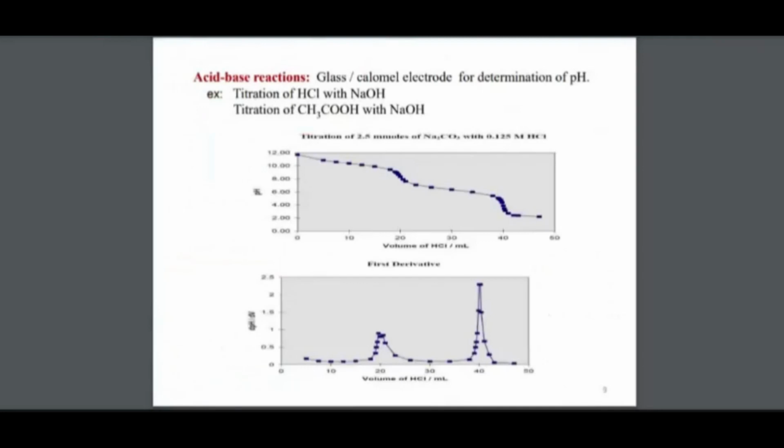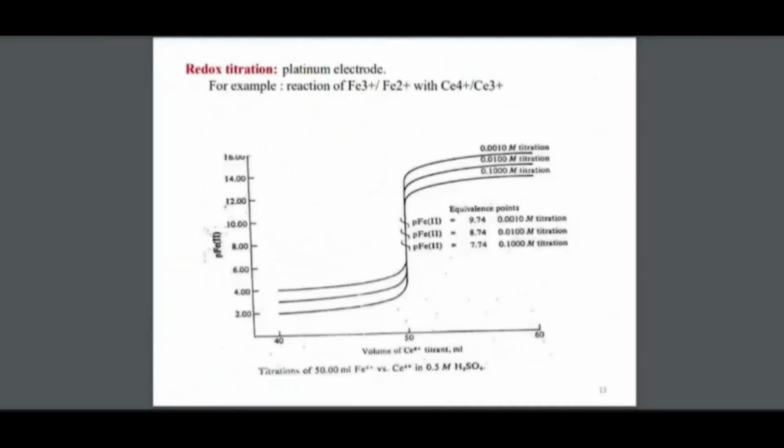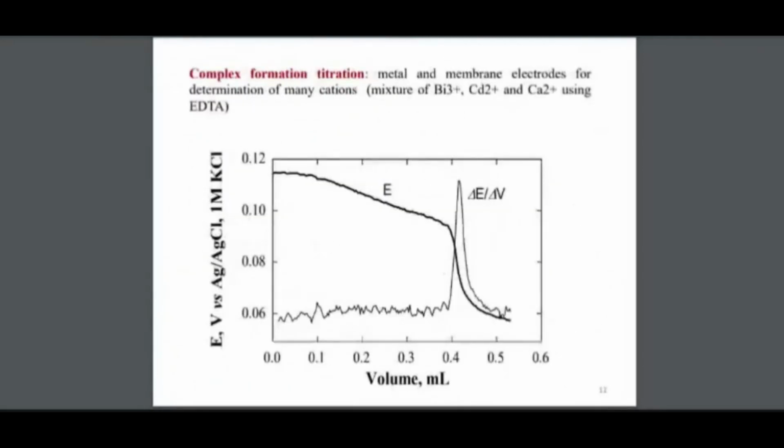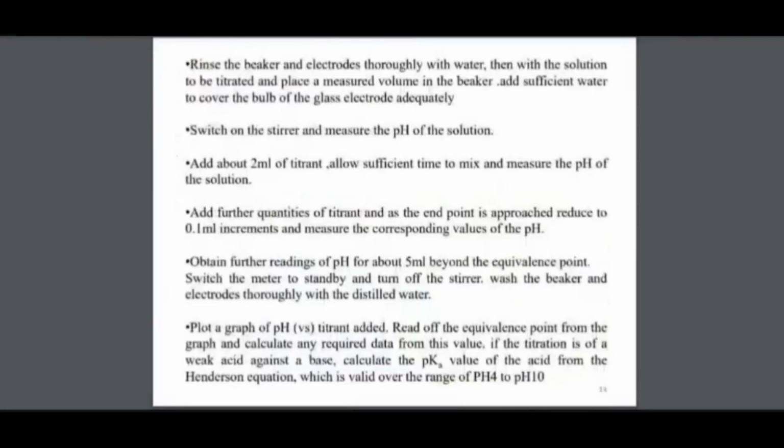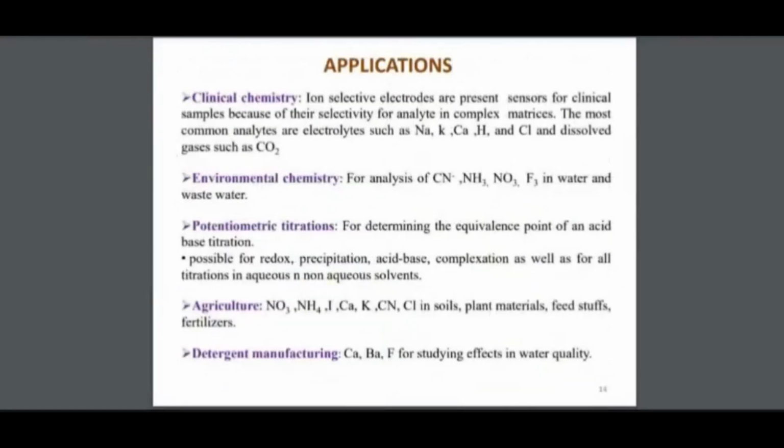Then there are acid-base reaction, precipitation reaction titration, redox titration, complexometric titration. Then the method, how the experiment used to be done. You people have done these experiments actually. So let's directly jump on to applications of potentiometry. So the first application is in clinical chemistry. Ion selective electrodes are present sensors for clinical samples because of their selectivity for the analyte in complex matrices.